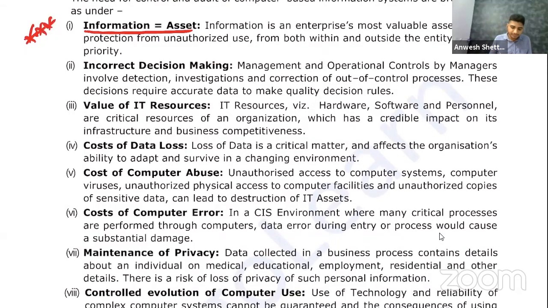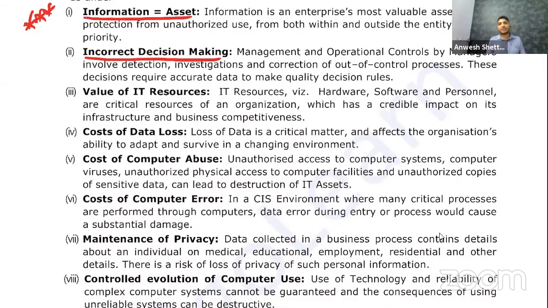Now, next one is incorrect decision making. What is this incorrect decision making? Let me give an example so that you understand it. How do you know whether a business is profitable or loss making? A simple question I'm asking you as a commerce student. You may say, by preparing their profit and loss account, by preparing their balance sheet. In the profit and loss account, if it shows profit, then you say, okay, the business is profit making.